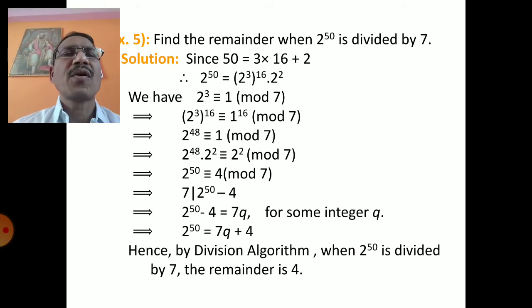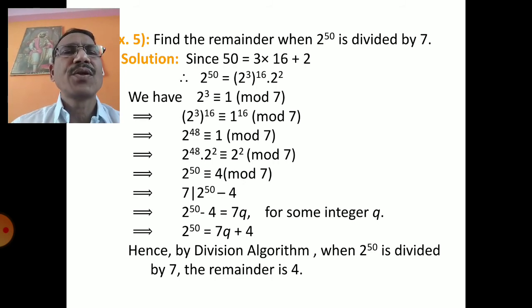Now we know the property of congruence that if A is congruent to B mod n, then AC is congruent to BC mod n. Here taking C as 2 square, we get 2 raised to 48 into 2 square is congruent to 1 into 2 square, which is 2 square mod 7. And 2 raised to 48 into 2 square can be written as 2 raised to 50, which is congruent to 4 mod 7, because 2 square is 4.